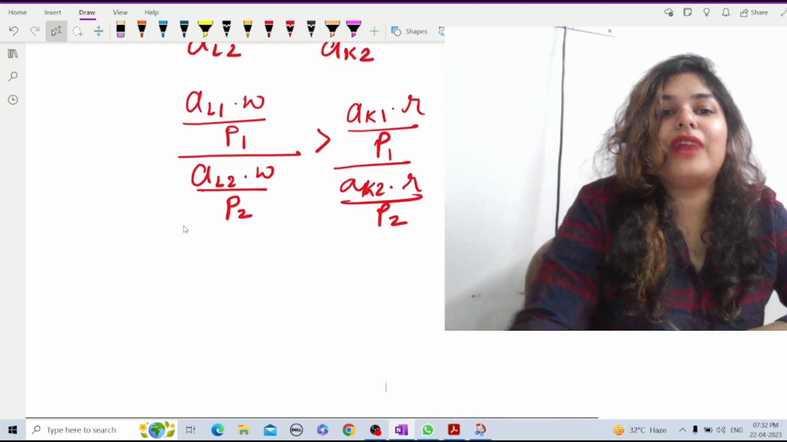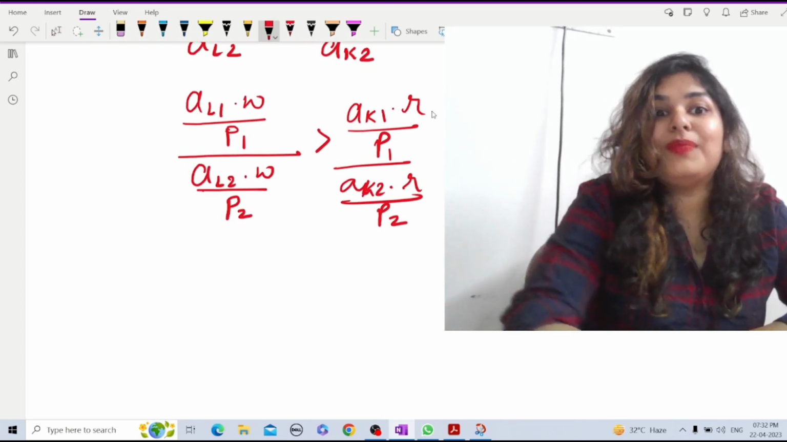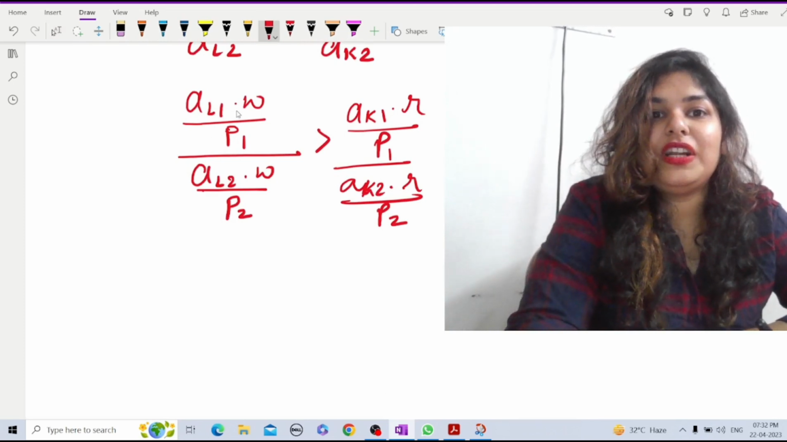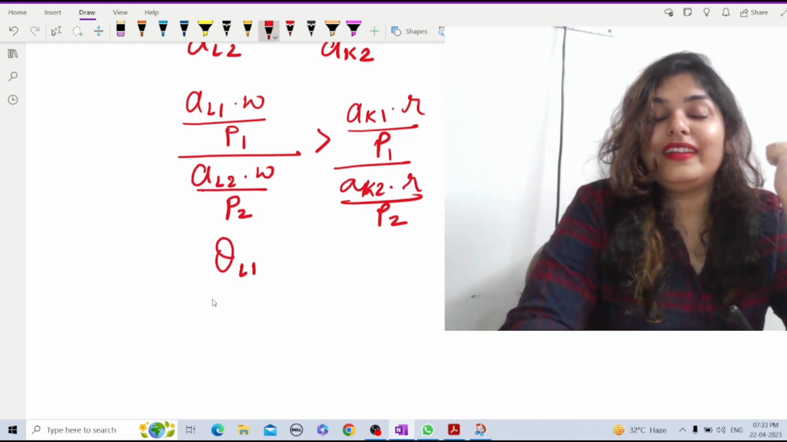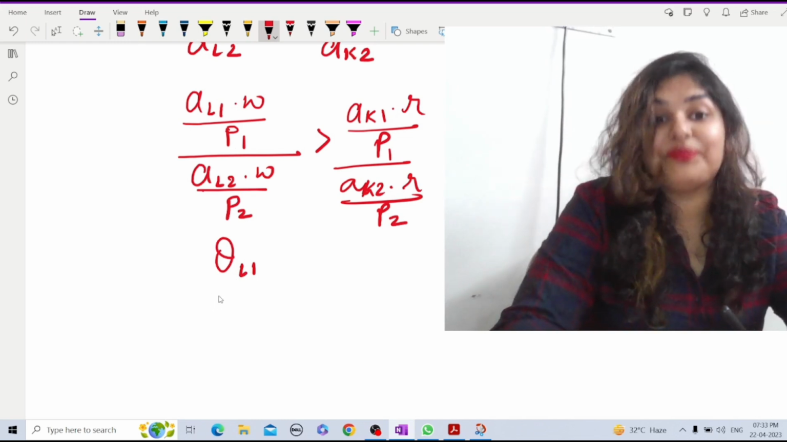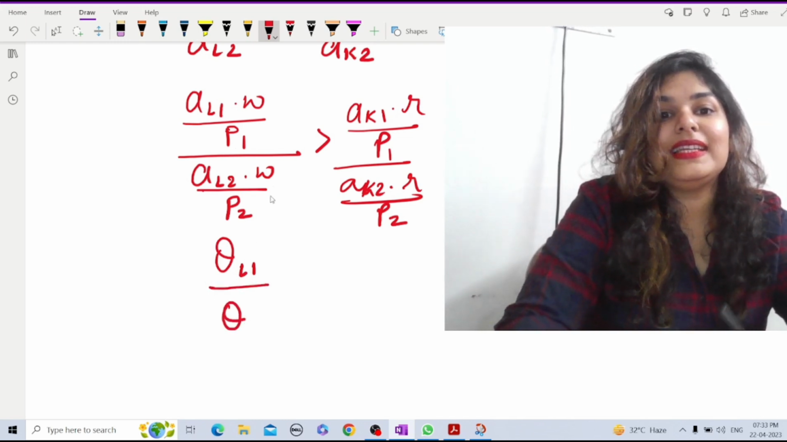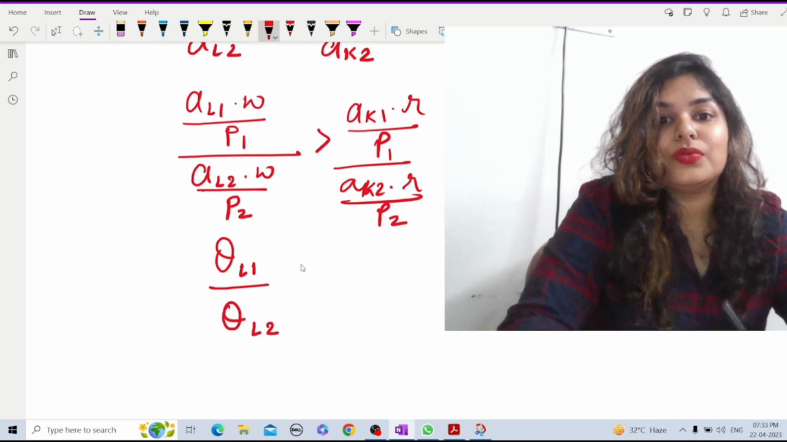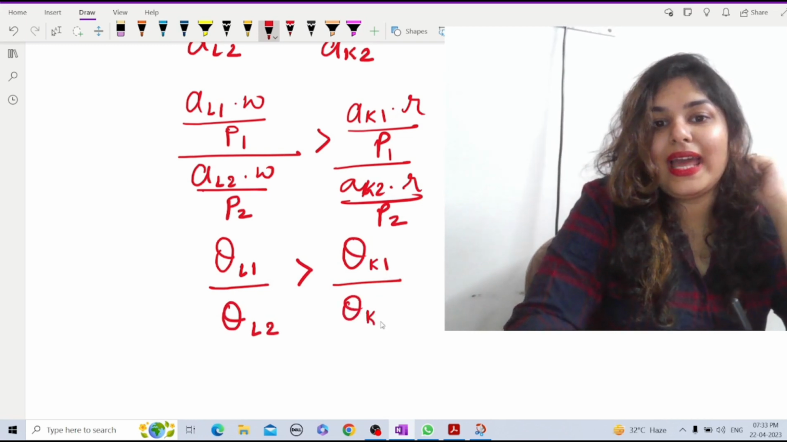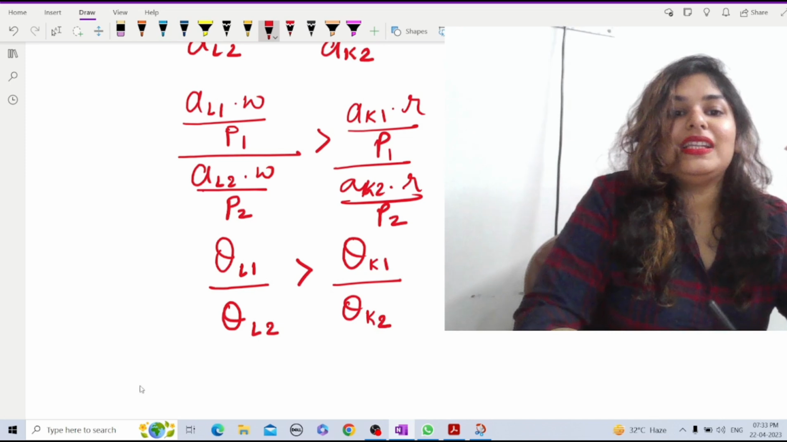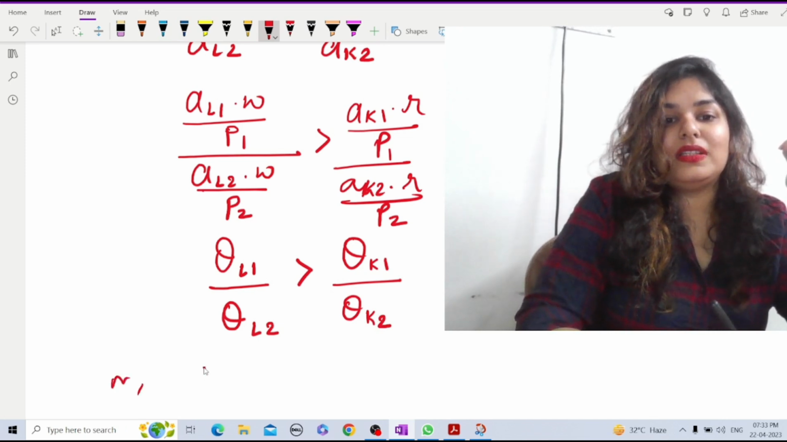Because we have to write it in terms of the share. Because it is very clear that A L1 into W by P1, this is what? This is theta L1, as we have done in equation number 3 above, divided by this is theta L2. This is greater than theta K1. This is the capital share in commodity 1 and commodity 2. Now we can solve it in this way.